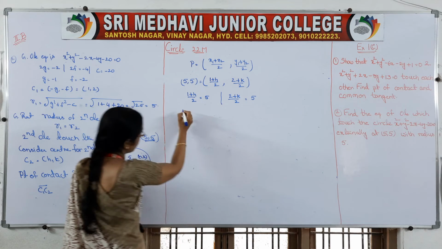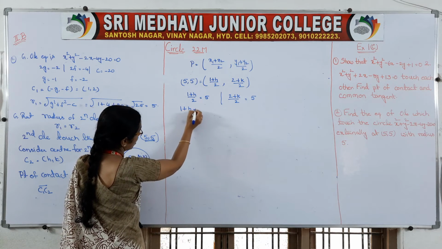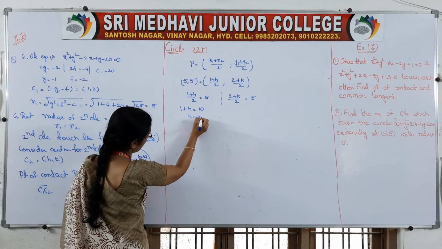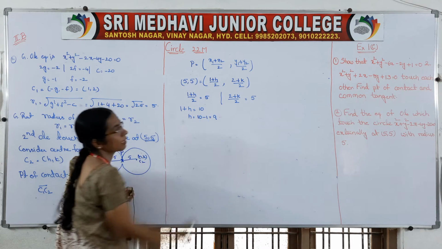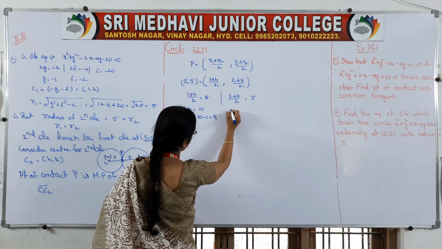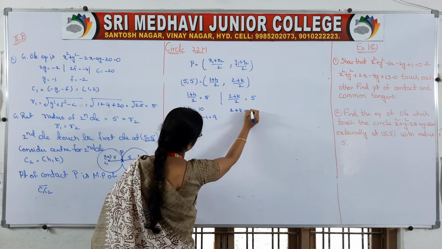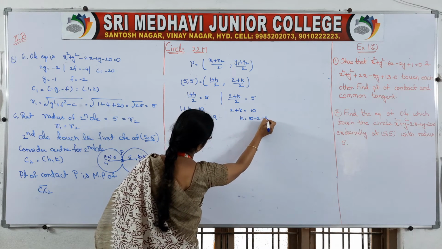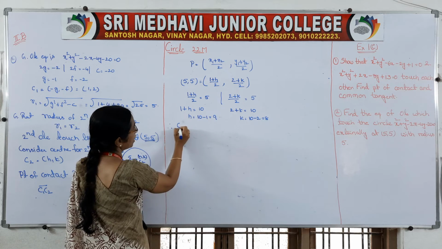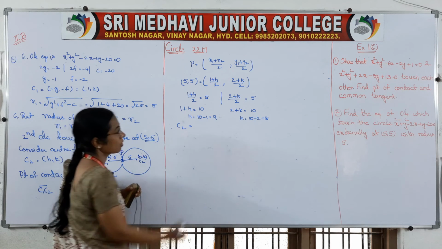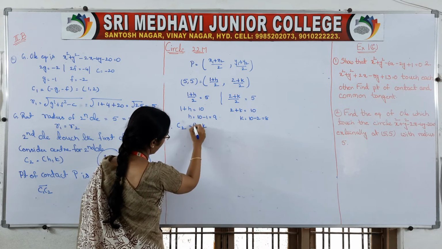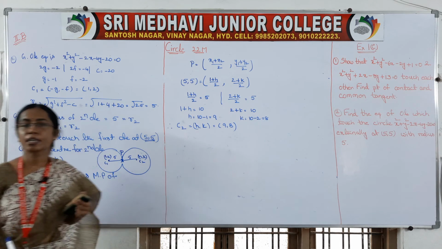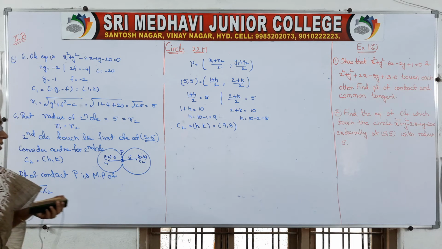to 5. So, 1 plus h is equal to 5 twos are 10. h is equal to 10 minus 1, it is 9. Similarly, here 2 plus k is equal to 10. k is equal to 10 minus 2, 8. Therefore, what is C2? C2 is equal to (h, k) is equal to (9, 8). So, you got the center of the second circle.